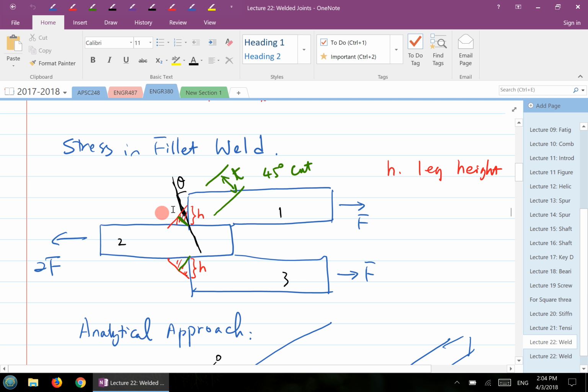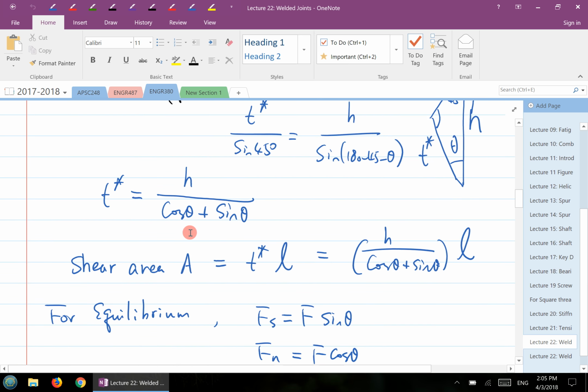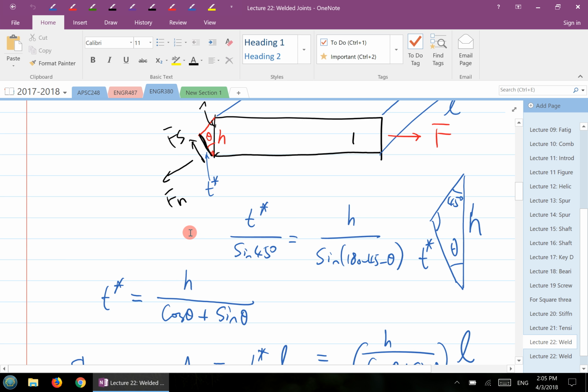For the stress, we look at two different approaches. One is the so-called analytical approach, to analytically derive the maximum value of the stress inside the fillet weld. But we also showed through experiments that the analytical value cannot describe the actual stress all the time. So what we do is use a so-called conservative model for the fillet weld stress.